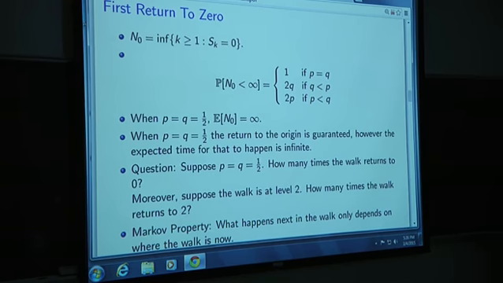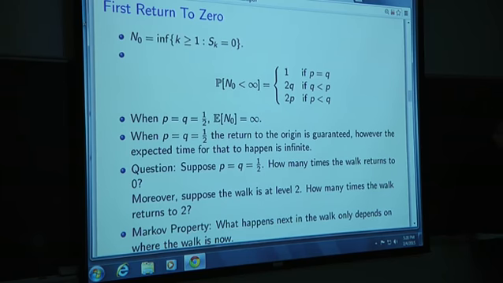But then I ask you the following question. When P equals Q equals half, the return to the origin is guaranteed. However, the expected time for that to happen is infinity. So the intuition is that it might take a long time. Now suppose that I am in the balanced case. How many times does the walk return to 0? Infinite number of times.